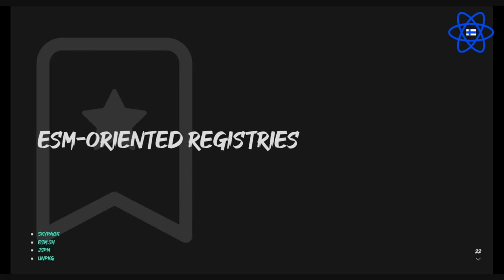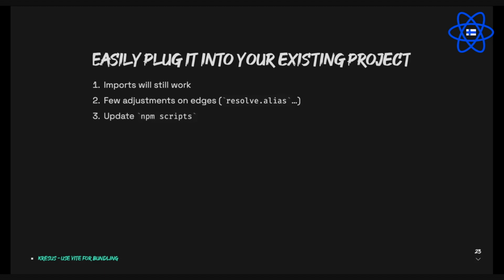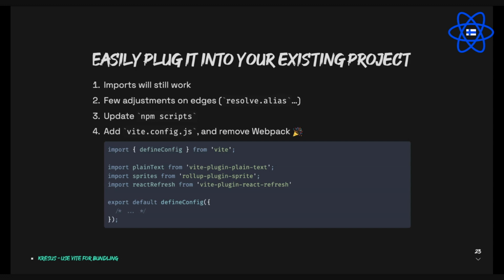And Deno is also pushing in this direction. And in fact, it's really, really easy to plug it in your existing project. If you want to do it with VITE, it's really, really easy to do. You just have to stick to your existing imports that are working with the ESM modules. You probably have a few adjustments to do on the edges, just to resolve some paths or something like that. You just have to update your npm script, add a VITE config file, and remove Webpack.